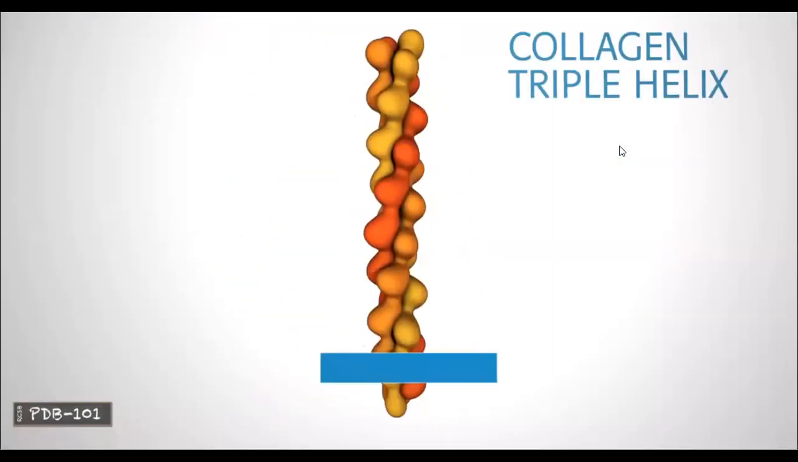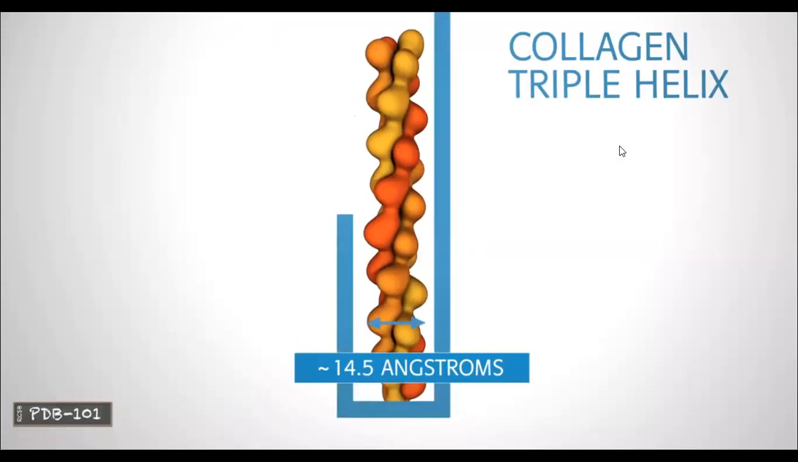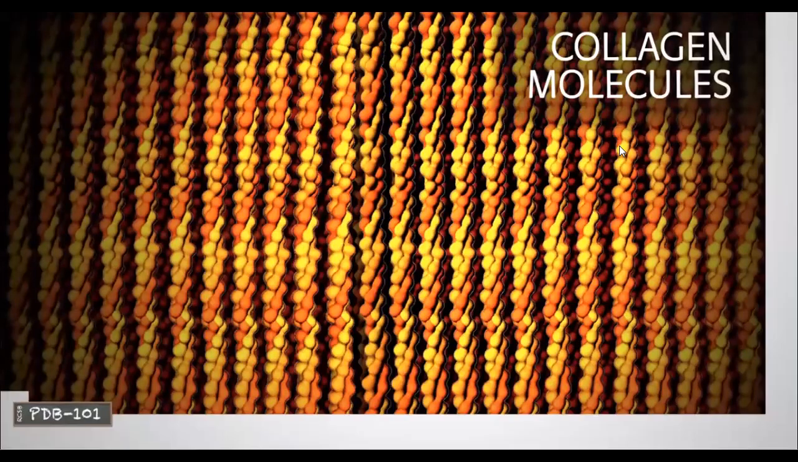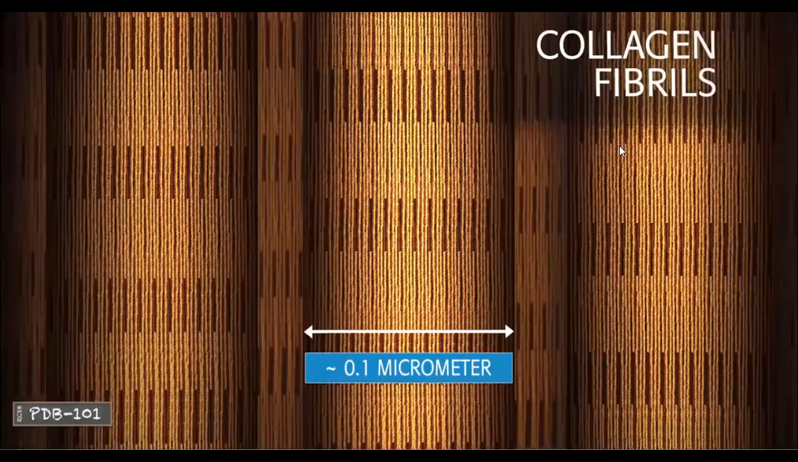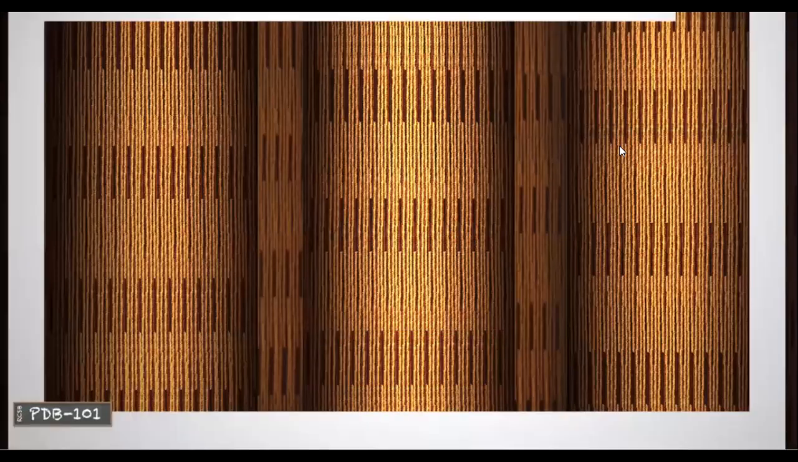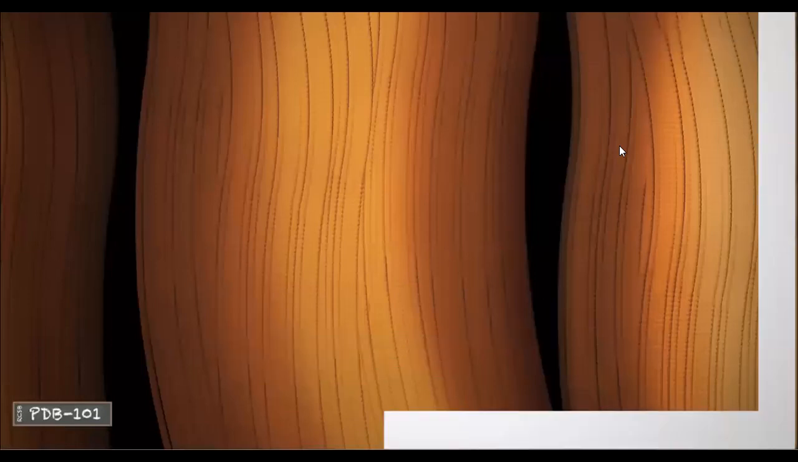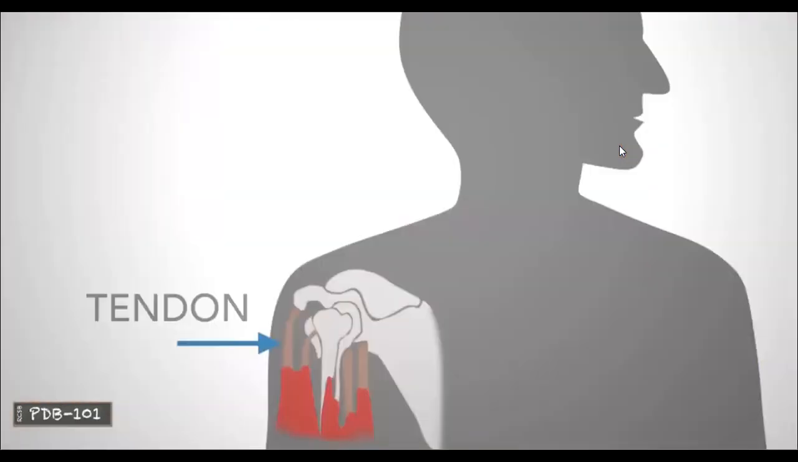Collagen forms a strong triple helix that is used throughout the body for structural support. Collagen molecules can form elongated fibrils, which aggregate to form collagen fibers. This type of collagen is abundant in skin and tendons.